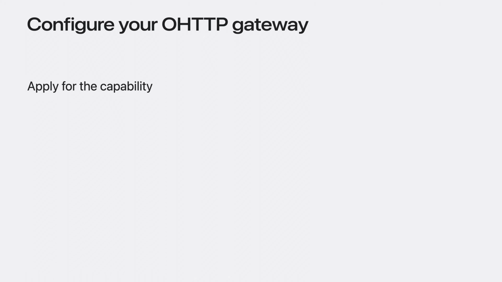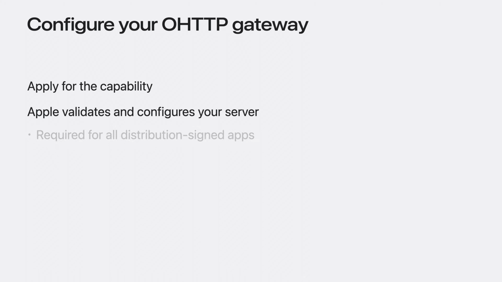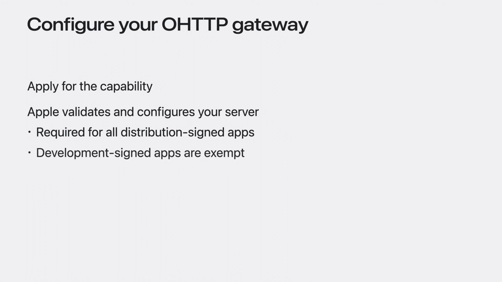This is a capability that you must apply for, using the request form available in the documentation. Apple will validate your server configuration for Oblivious HTTP Relay before approval. This must be completed before you can distribute your app on the App Store with TestFlight, Ad Hoc, Developer ID, or enterprise signed builds. Development signed builds are exempt from this requirement, allowing you to start building and testing your filtering app right away.